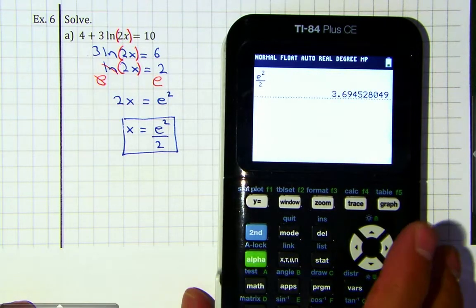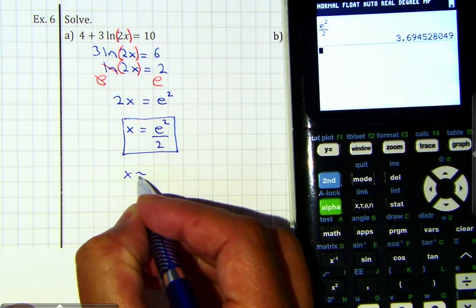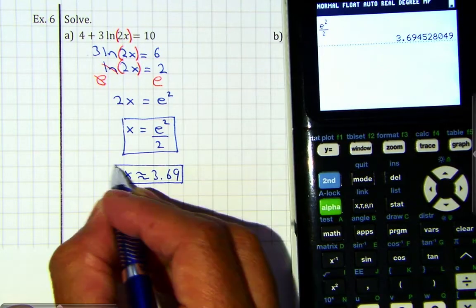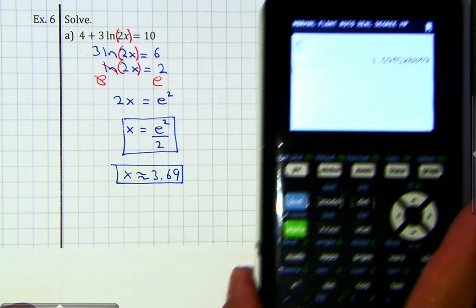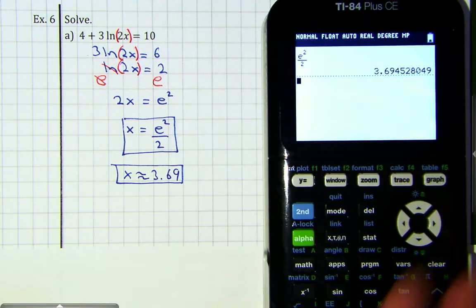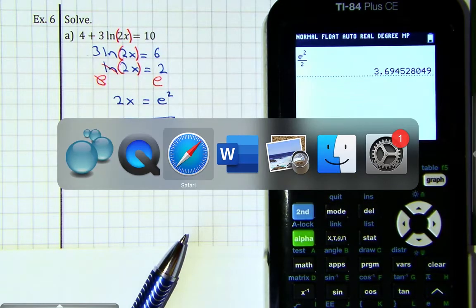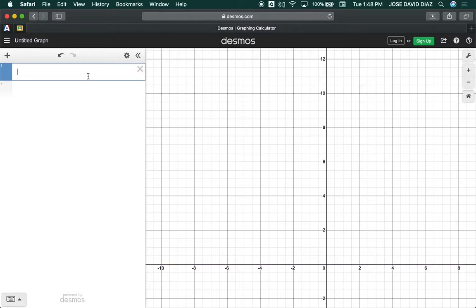So 3.69 is an approximation. The next number is a 4, so that one doesn't get right up to 70. And now let's use Desmos to graph this. I will go into Desmos, check your answer, see what you get, and then we can compare our answers. See if it matches the answer that we have. Go and graph it. Let's see.